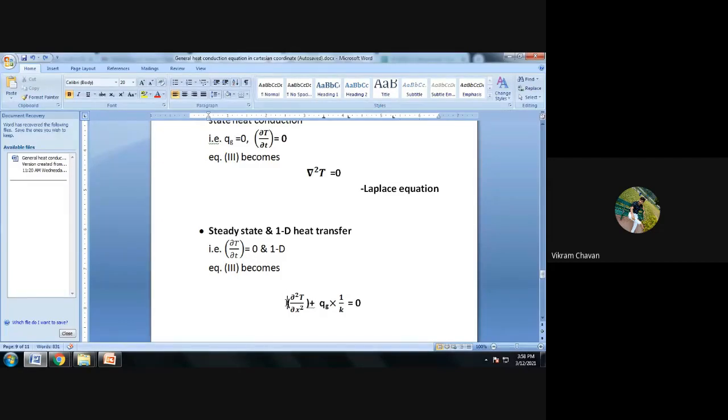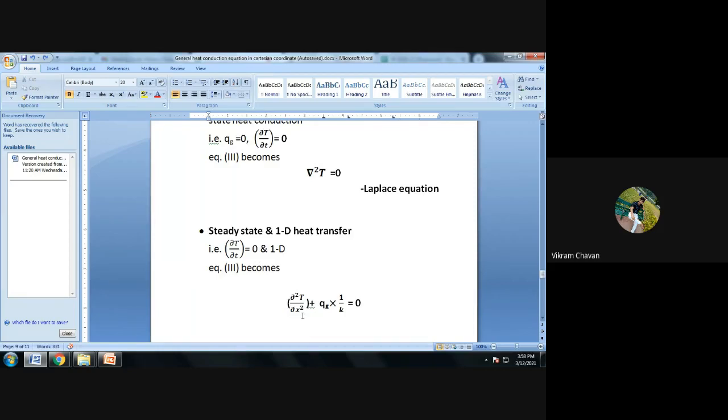Because we are considering only one dimensional heat transfer, heat is flowing only in the x direction. So this is the condition. Then we have to consider only one coordinate axis, that is the x coordinate axis. And we have to consider that there is a change in temperature with respect to the x axis only.